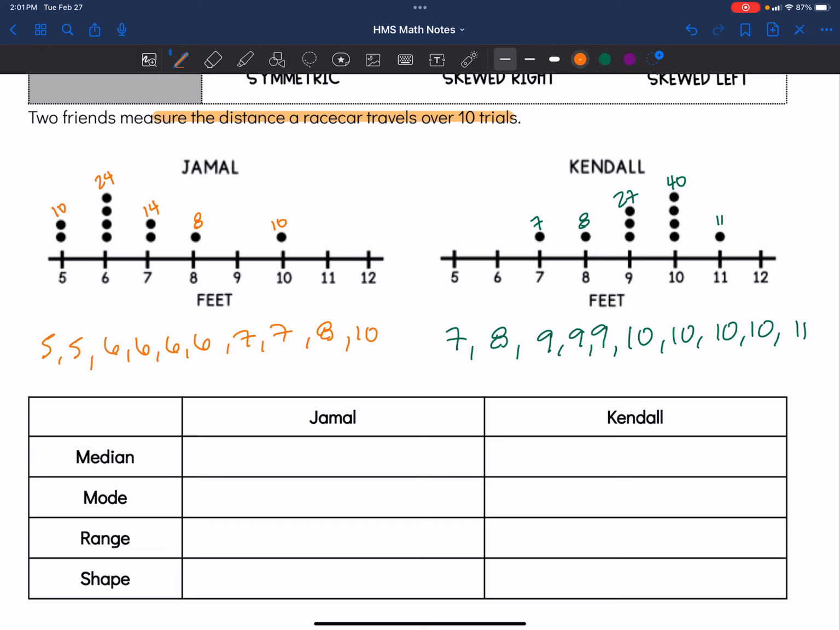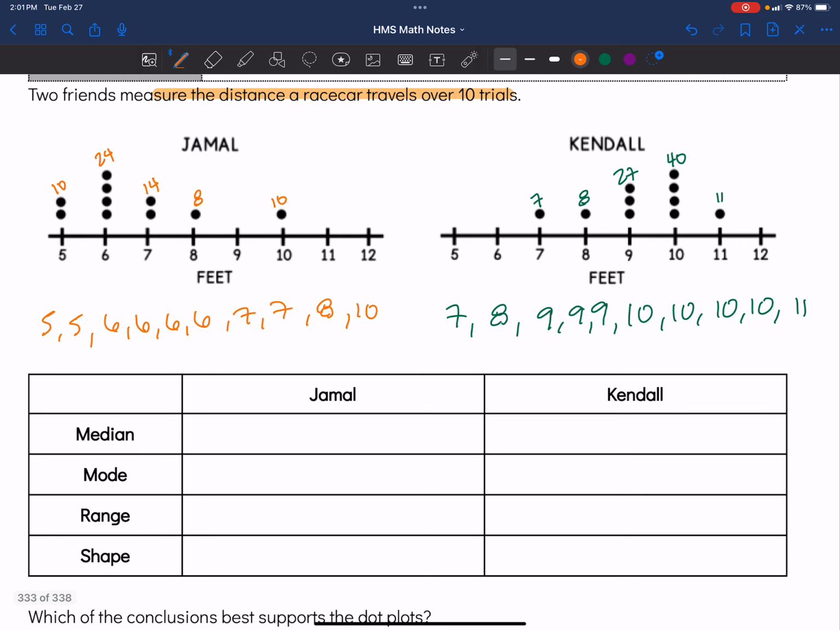All right, Jamal's, we are finding the median, mode, range, and shape of the data. So median, that is the middle guy. So I'm going to mark them off one at a time until I reach the middle. Oh, I have 2 sixes in the middle. If I have 2 numbers in the middle, I take the average. So 6 plus 6. Oh, I'm on the wrong guy. There we go. 6 plus 6 is 12, divided by 2 is 6, which makes sense, because they're both 6. Duh. All right, for mode, I'm looking for the tallest tower, which is 6, or the most frequent number, still 6, so the mode is 6.